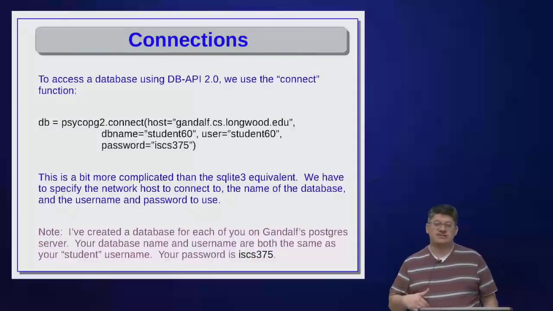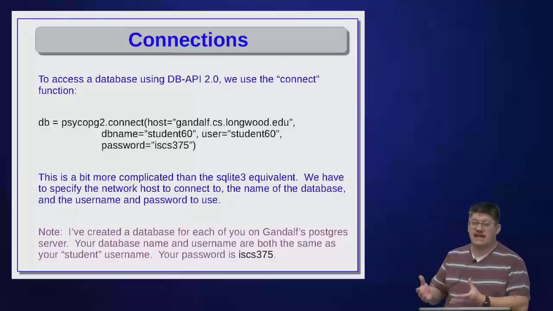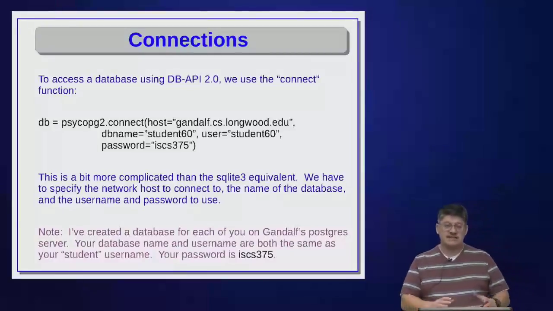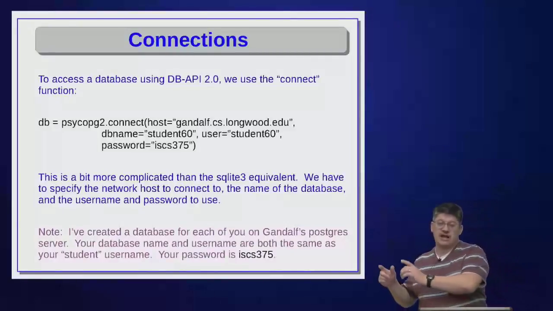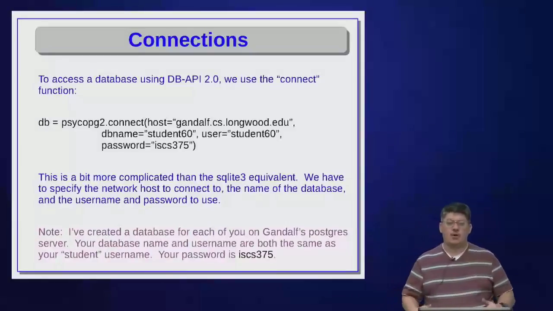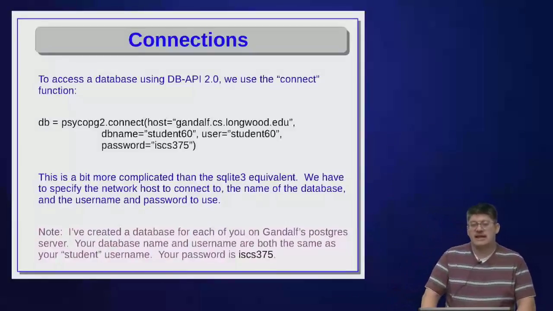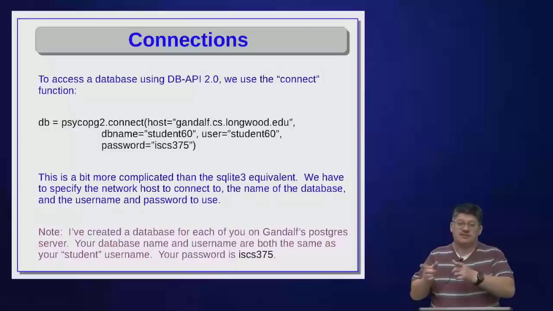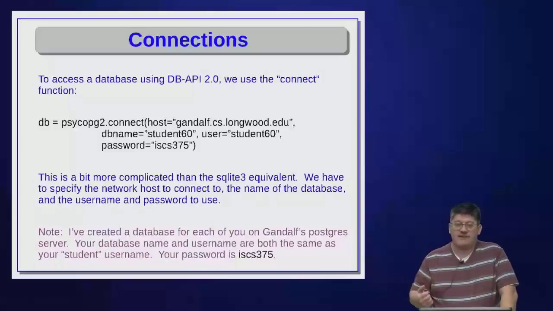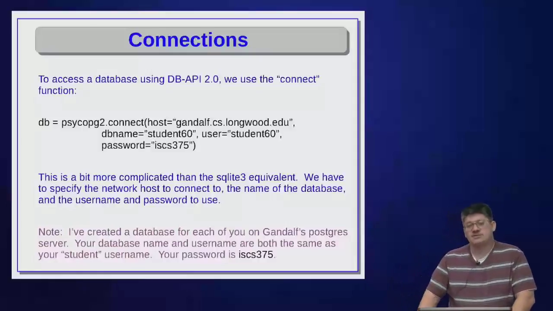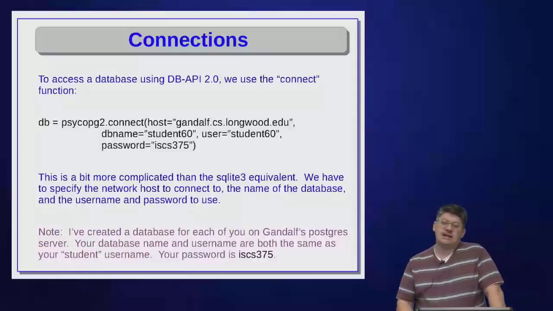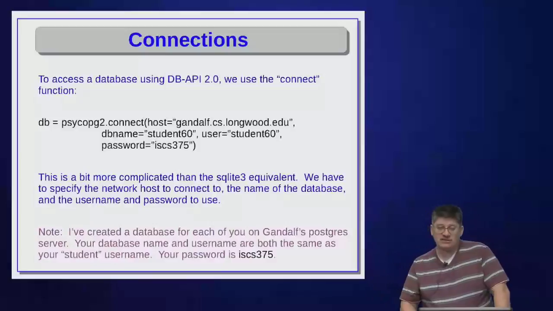So just as we did with SQLite, we're going to connect to the database using the connect function. And so we're going to say db equals psycopg2.connect. But this is a lot more complicated than SQLite. In SQLite, to connect, we just had to tell it the file name, because it just had to find that file. And once it found the file, it could do SQL commands. But with psycopg2, we're actually connecting to a database across a network. So we have to tell it a lot more information.